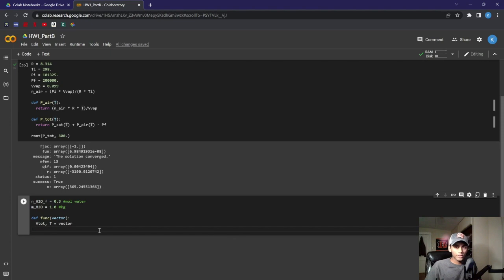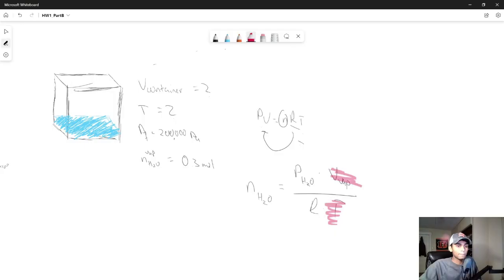Now, the first equation that we want to input into our optimization functions, we want to make sure that we have that total volume in there. And so another thing that we don't really know here is that vaporization volume, right? We don't know our total volume, and we don't necessarily know what our vapor volume is here.